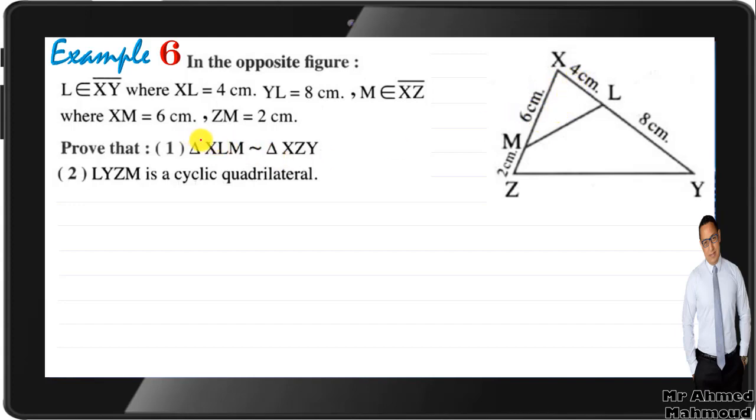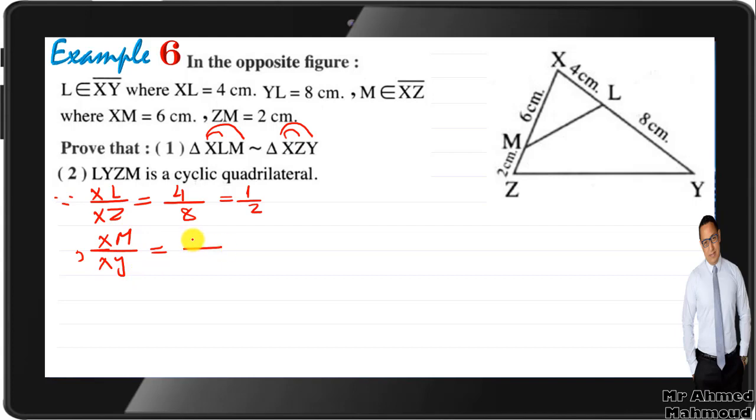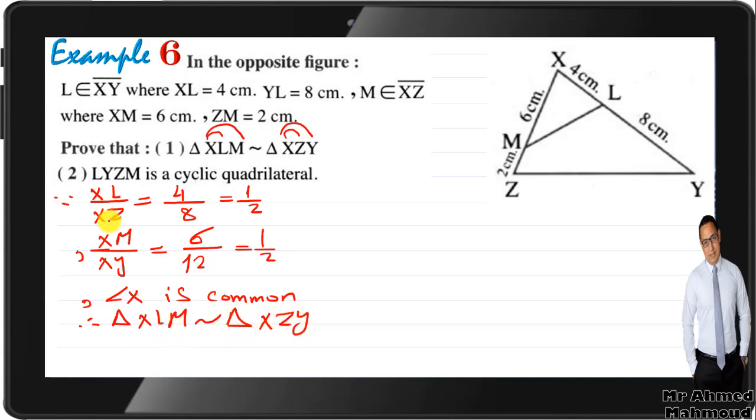Okay, now I'm going to take XL over XY. XL over XY equals 4 over 8 equals half, and XM over XZ equals 6 over 12 equals also half, and angle X is common, therefore triangle XLM is similar to triangle XZY. Okay, this is the first required.